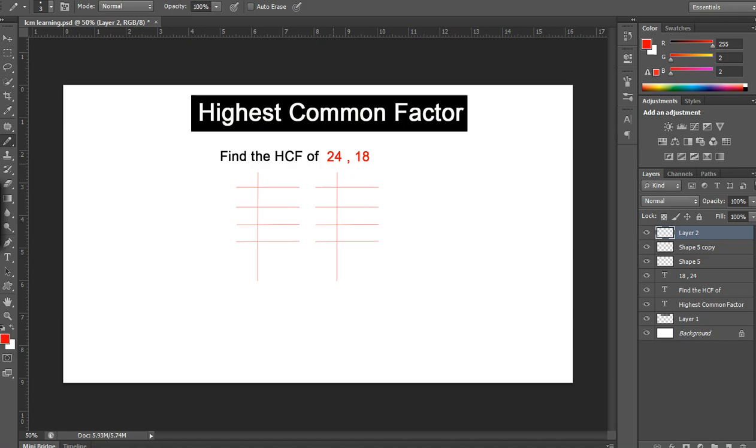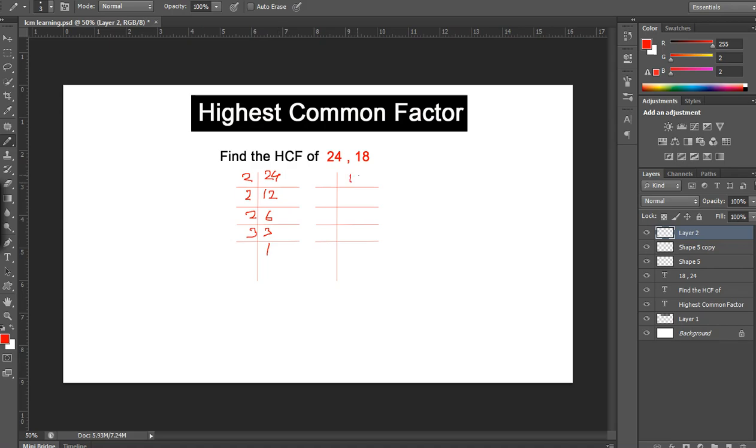Like 24, I take 24 and 18. So how to find the largest common factor for these two numbers? You have to write 24, and start with the lowest factor of 24. So 2 is the lowest factor of 24. 2 12s are 24. Again we can divide 12 by 2, so we will get 6. 6 is divisible by 2, again 3, and now you can write 3 ones are 3.